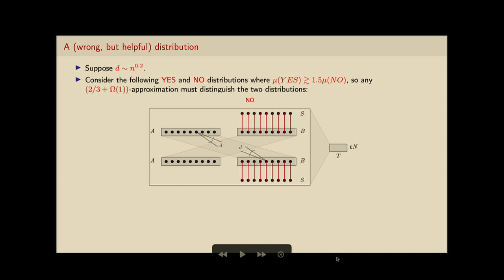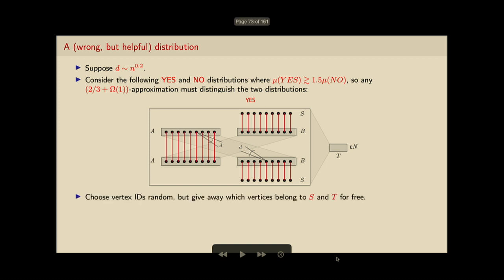So in the no instance, this is the matching. But in the yes instance, suppose that we also add the matching among the A vertices. So this increases the size of the matching by 3/2 times. So any better than 2/3 approximation has to distinguish these two cases. Now, I want to argue that intuitively this distribution requires ND time. It takes ND time to separate these two distributions.